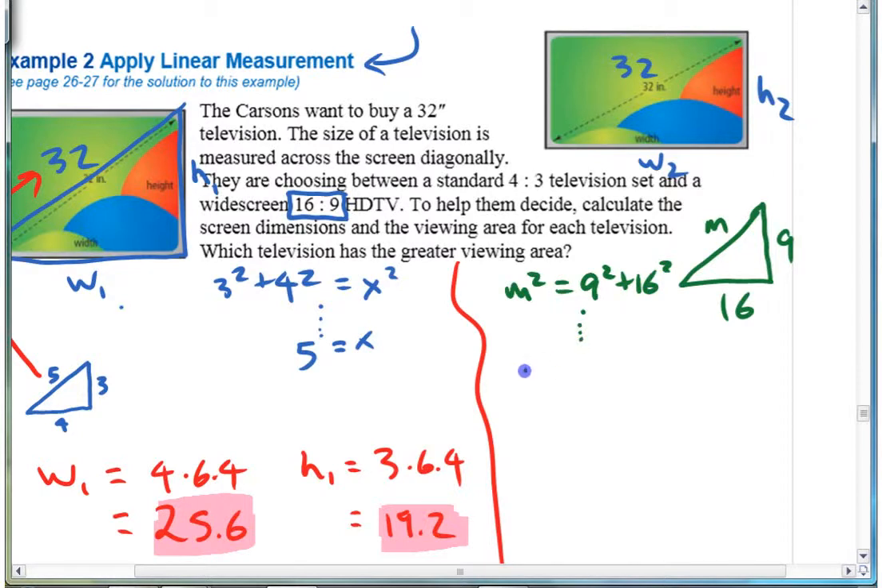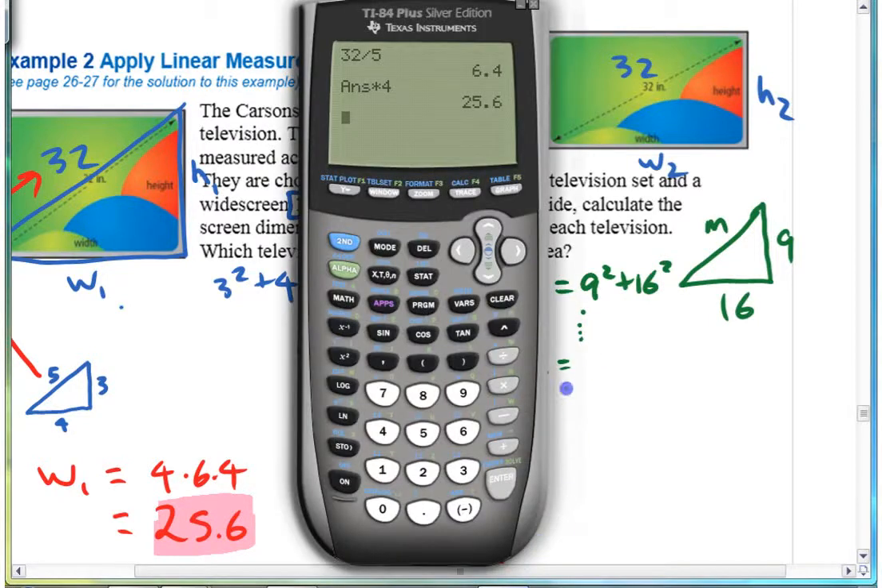Let's pretend you know how to go down there and find that. What's 9 squared plus 16 squared, square root of that? Something crazy? What is it? Anybody tried it? Do you want me to do this for you? 9 squared plus 16 squared gives you that. And then we want square root of that number.